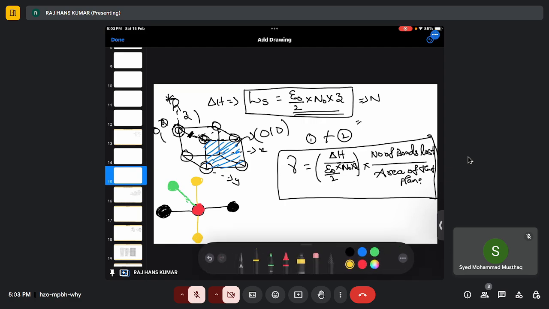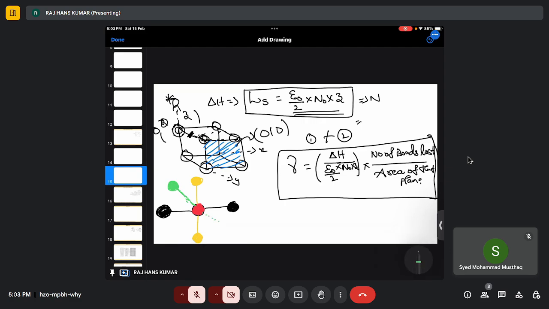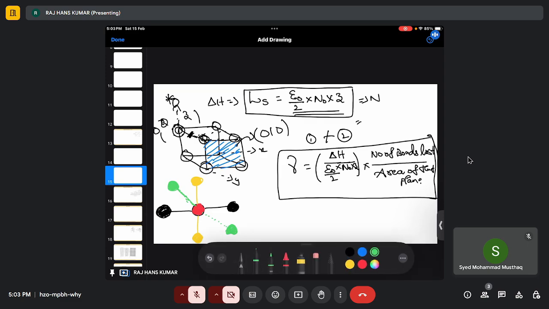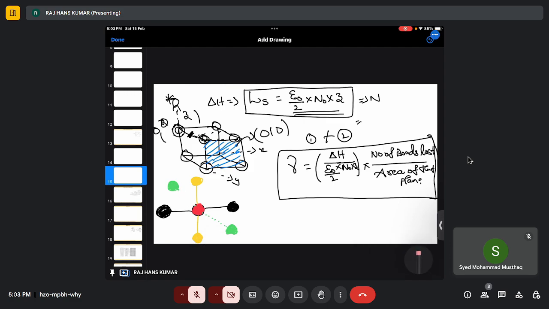Now, one atom is missing, right? So this atom is missing. Let me erase this part.